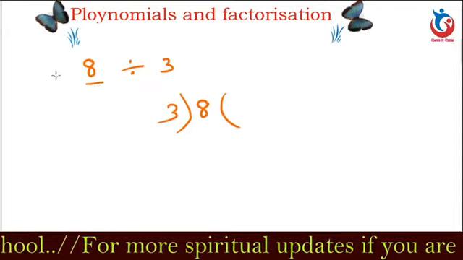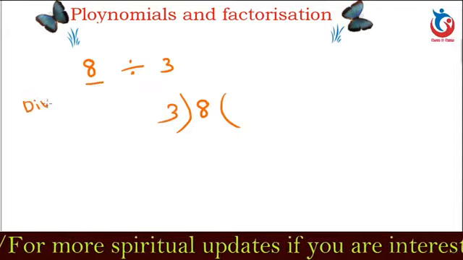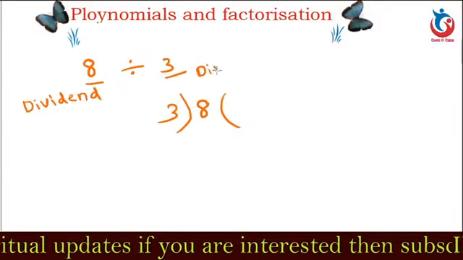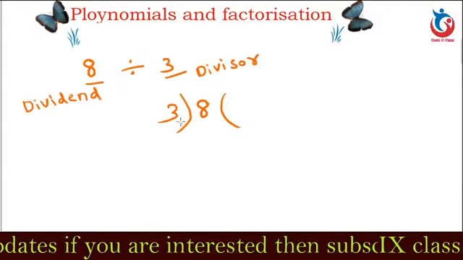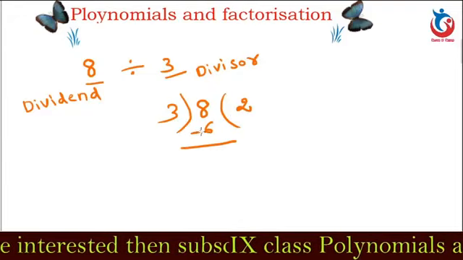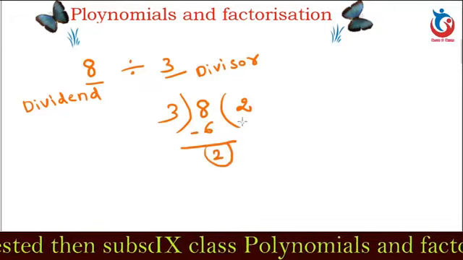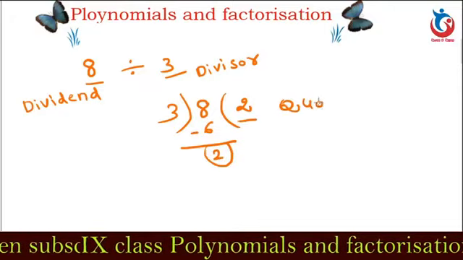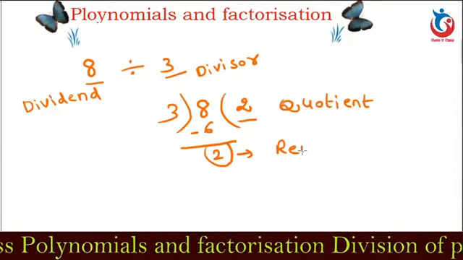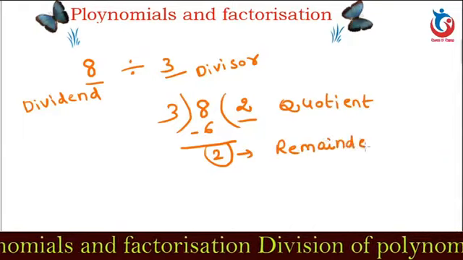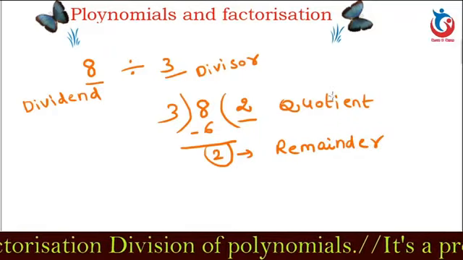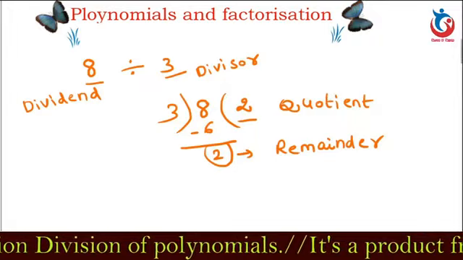This 8 is called the dividend and 3 is called the divisor. So 3 twos are 6. After that, subtract: 8 minus 6 is 2. So this 2 is the quotient and this 2 is the remainder. This is the general method of finding the quotient and the remainder. For polynomials also we have the same.